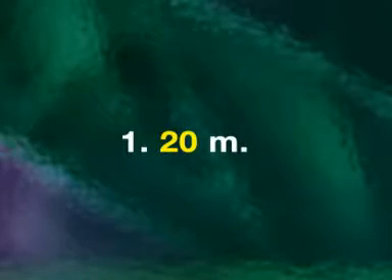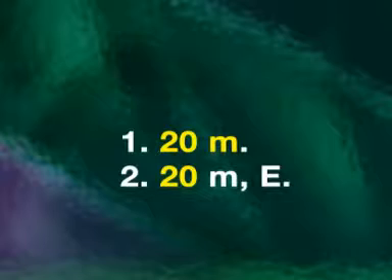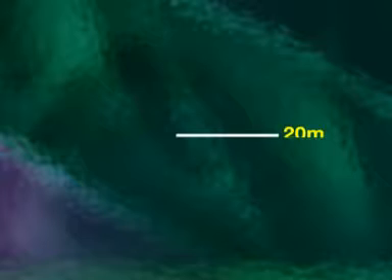Let's take another example. 1. 20 meters, and 2. 20 meters east. 20 meters refers to a distance of 20 meters between 2 points, perhaps a distance of 20 meters from a given point, for example A. No particular direction is specified, in which the 20 meters should be measured from A. It is a scalar, as it has only magnitude.